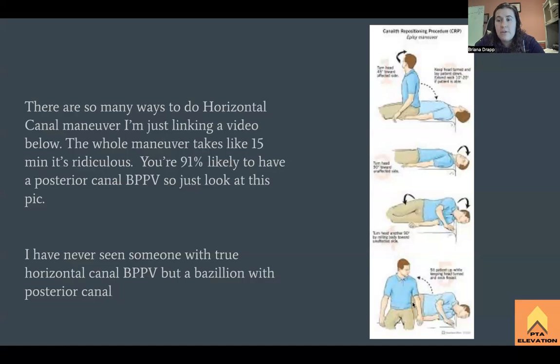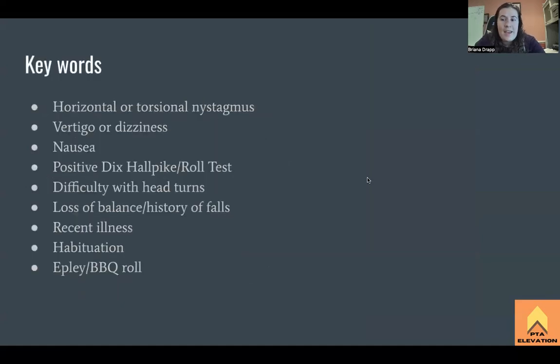So again, you want to hold the position for up to a minute to see if the nystagmus provokes. And you always want to do this twice with a patient because it's more effective if you do it twice. So definitely know how to do the Epley. That is the most important one, most common. I've done this in weird positions. We've made it work. Yeah, and I'll post the other one as a link down below underneath this video.